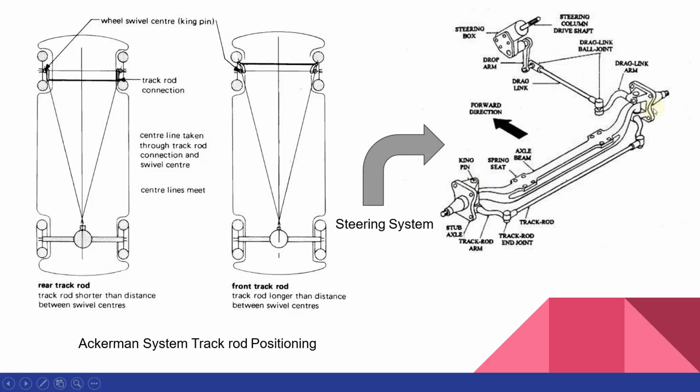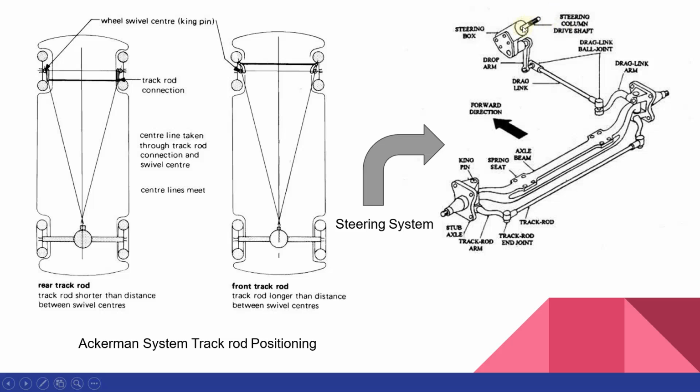And the stub axles at both ends are pivoted at a pin joint, and this pin joint is known as the kingpin. The kingpin is actually a pin joint or a pivot, and the stub axle can rotate or turn through an angle about this axis. So both the stub axles at both ends can turn about the kingpin. So this is the kingpin.